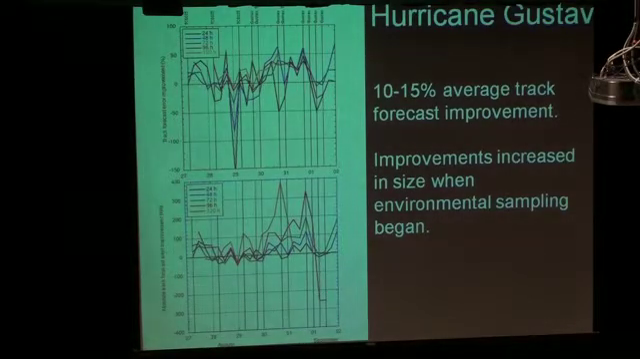So looking at some of the individual storms, in these plots on top here are the percentage improvement, and this is the actual absolute improvement. So improvements are on top, degradations are below. And so this is for Hurricane Gustav in the Atlantic. We got about 10 to 15% improvement, but there's great variability in whether the forecasts were improved or not.